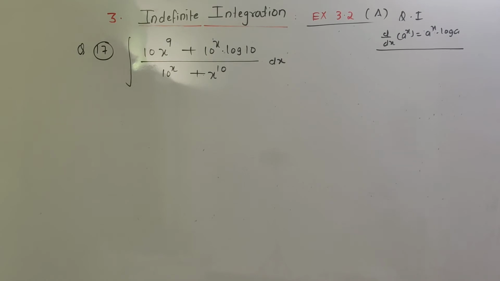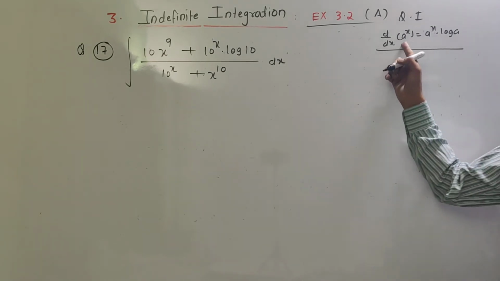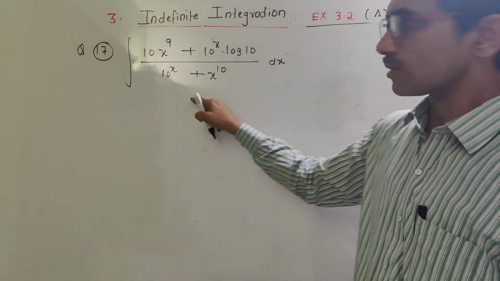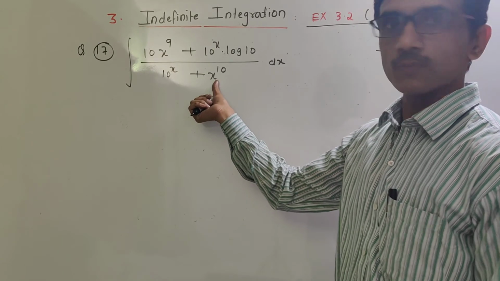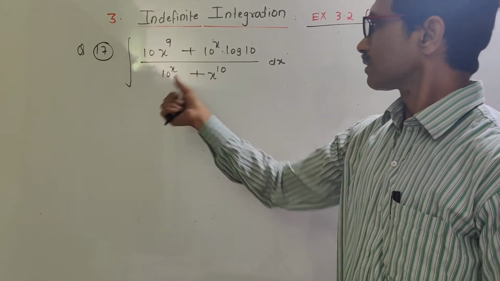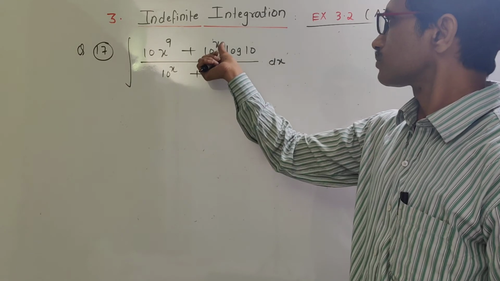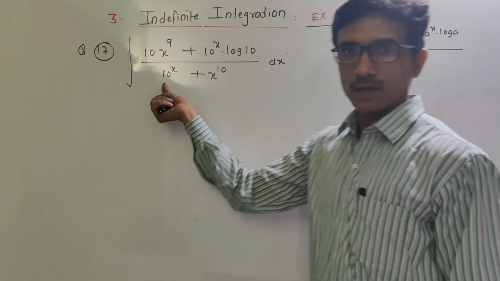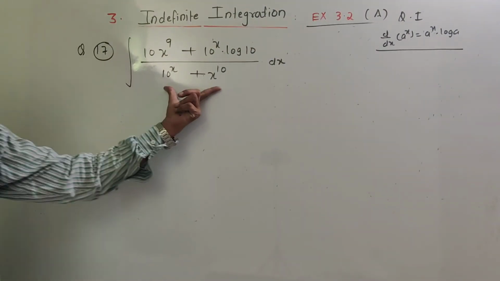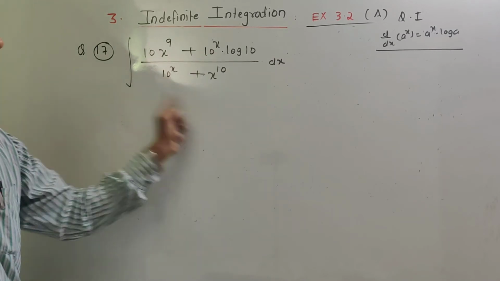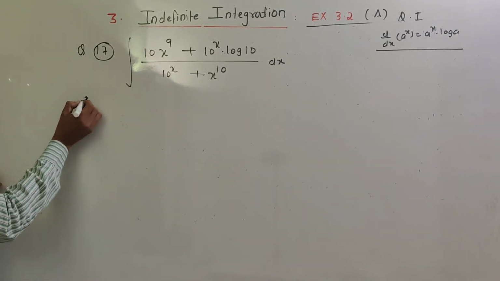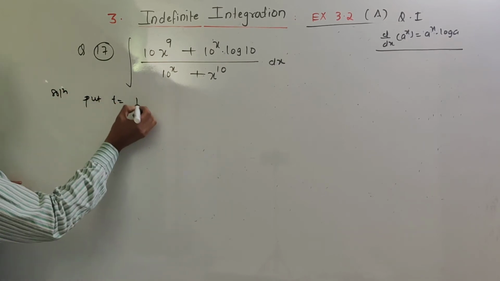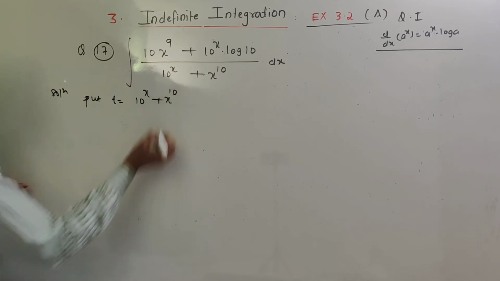We will do the 17th question. Here we know the derivative of a raised to power x is a raised to power x into log a. So look at this, you observe the numerator and denominator. The derivative of x raised to power 10 will be 10 x raised to power 9, and the derivative of 10 raised to power x will be 10 raised to power x into log of 10, that is a raised to power x into log of a. Your a is 10. So we substitute here t is equal to the denominator. The whole denominator we substitute as t. Put t is equal to 10 raised to power x plus x raised to power 10.